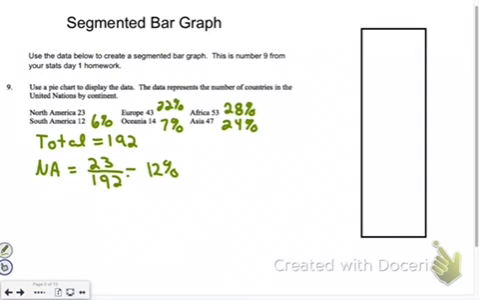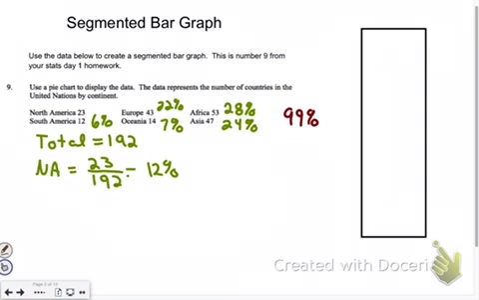Now, whenever you're doing percentages, either for a pie graph or a segmented bar graph, one thing you need to do is make sure your percentages add up to 100. If you add up all these percentages, in this case, it ends up being just 99%. And that will happen sometimes due to rounding. Sometimes you'll end up with 101%.